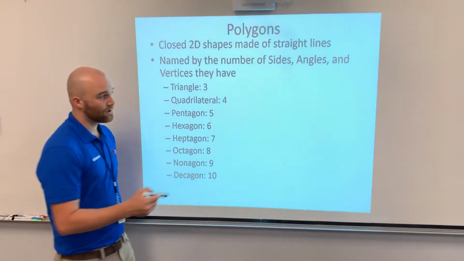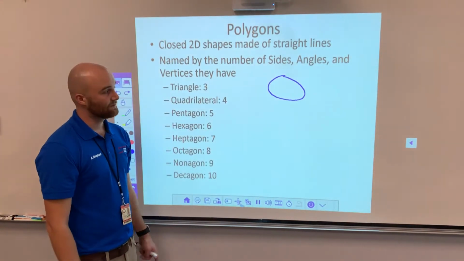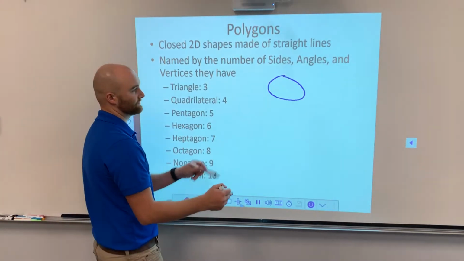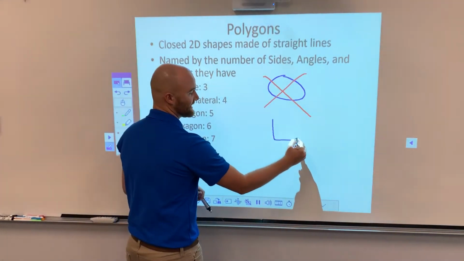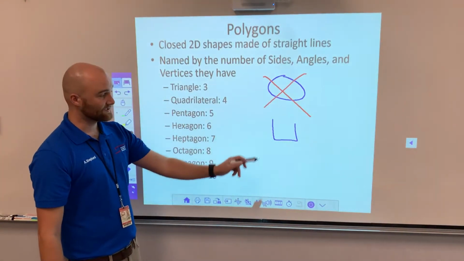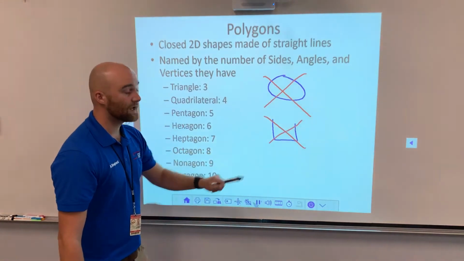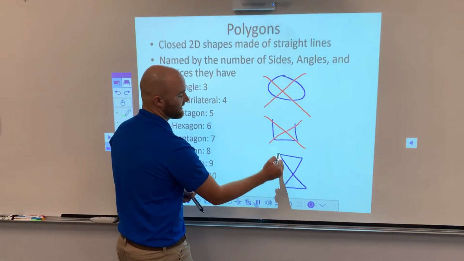So for example, this isn't going to count as one of our polygons because it's a circle, it's got curves to it. That doesn't count. This also isn't going to count as one of our polygons because it's not closed, it's open. Not only that, but this is also not a polygon.